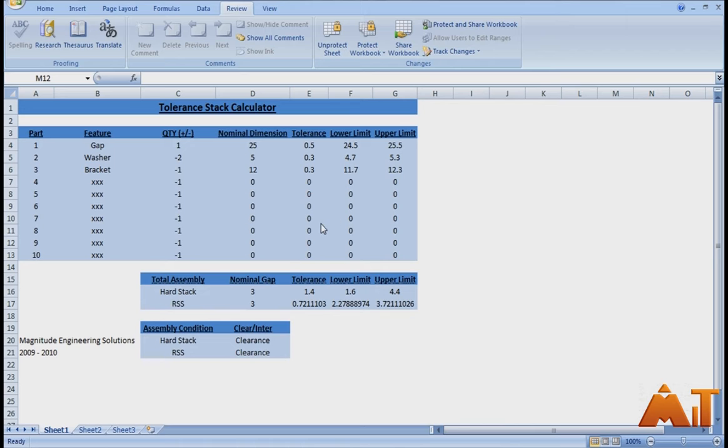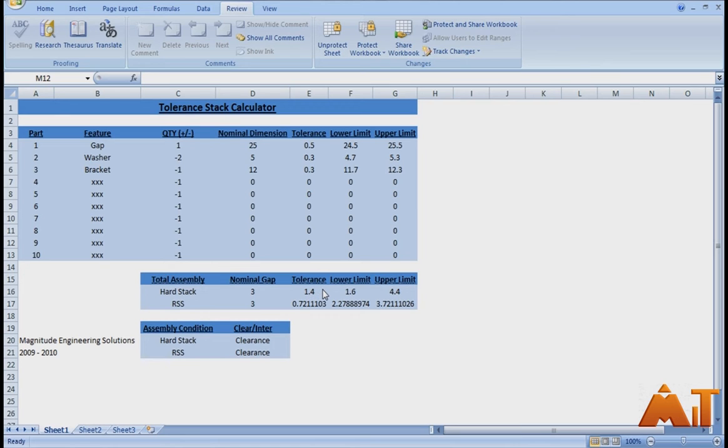So what you do is you are able to put in all the parts or all the features, how many of them, their dimension, the tolerance, and it will calculate all your lower and upper limits for the part, the nominal gap that you'll have in your hard stack and your RSS, when everything's computed together, the complete tolerance of everything put together, your upper lower limits, and if there's clearance. So the clearance would be your lower limit. If it's a negative, obviously there's interference. If it's a positive, you have clearance.